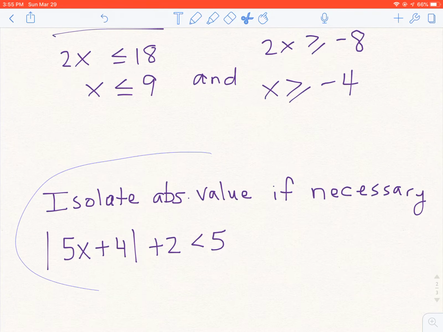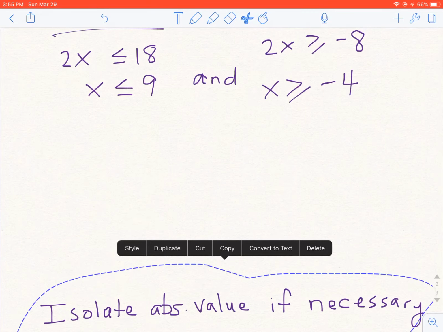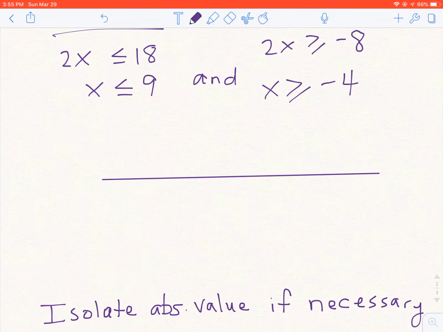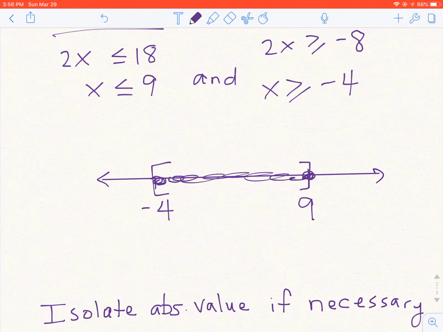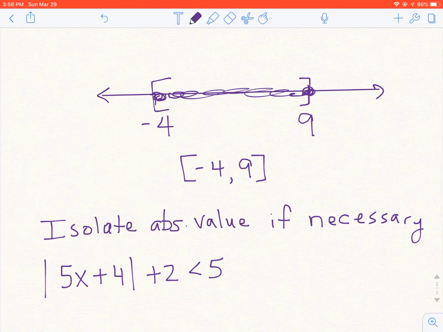So now if I do this on my number line, I'm going to have -4 on my left and 9 on my right. So it's equal to, so it's going to be closed circles or square brackets, depending on what you do, and it's going to be between -4 and 9. So in interval form, it's -4, comma 9. Okay, remember the test on Thursday is going to be multiple choice.